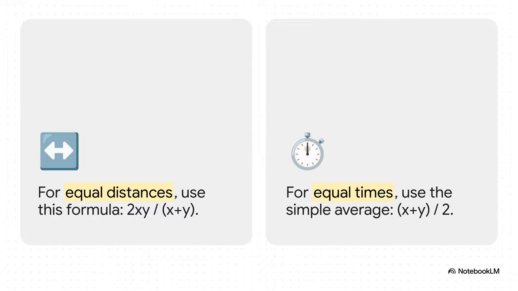See, for our car problem, the distance to the store and the distance back was the same. When the distances are equal, you have to use this special formula, 2xy over x plus y. So for us, that's 2 times 30 times 60 divided by 30 plus 60. And that gives you 40 kilometers per hour. The simple average, just adding and dividing by 2, only works in the rare case where you travel for the exact same amount of time at each speed.